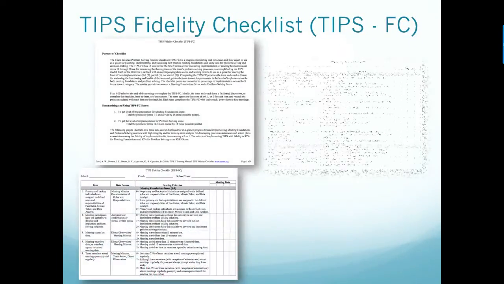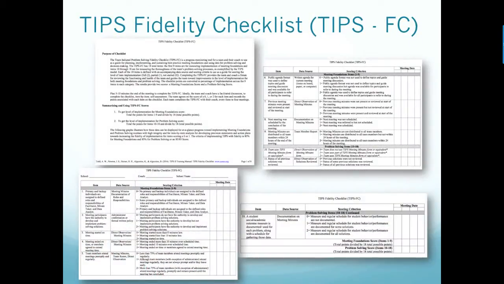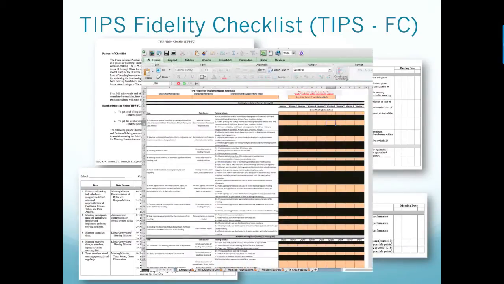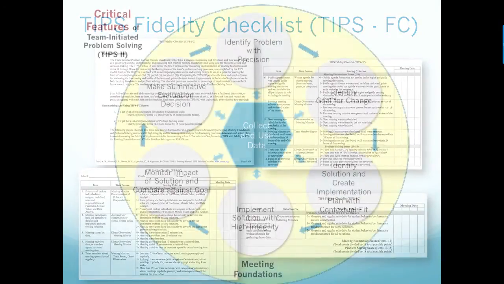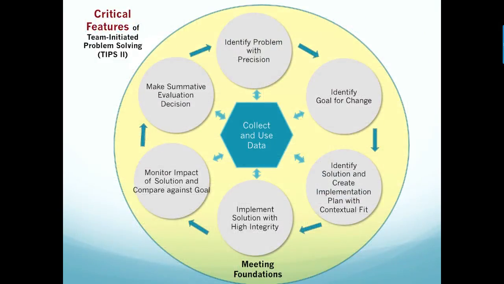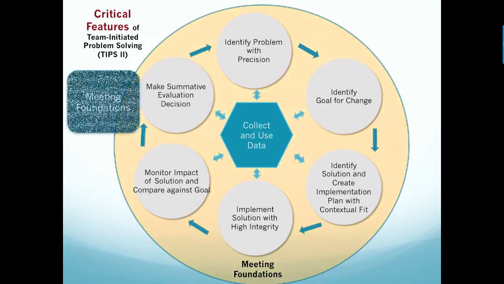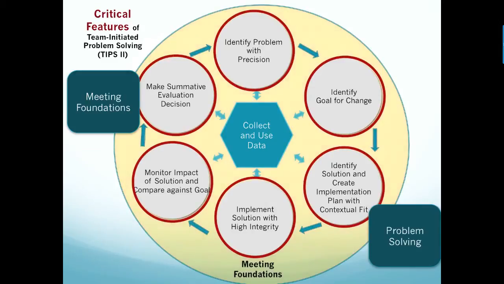The TIPS Fidelity Checklist is available in a Word document as we're looking at now. It's also available in an Excel spreadsheet, and eventually will be available up on PBS apps. We're going to work right now from the Word document that you see. The TIPS Fidelity Checklist has 18 items that are distributed across two subscales. The first one is Meeting Foundations. Our second one documents the processes and procedures and behaviors observed with problem solving.